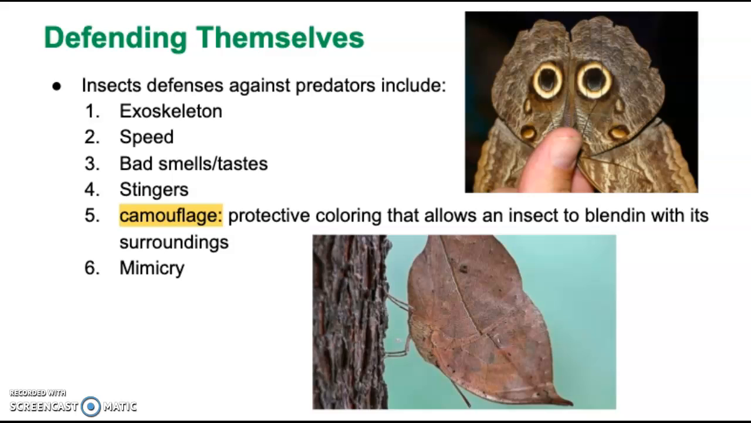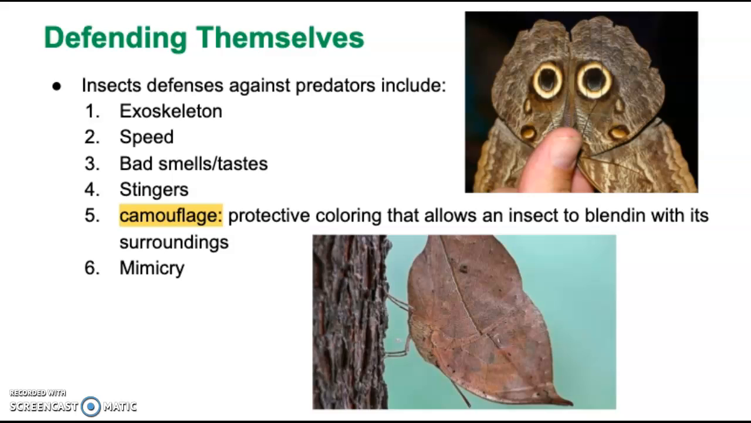Some insects are going to release a bad smell, like a stink bug, or just taste really, really bitter and nasty when predators try to eat them. And that's a defense mechanism that can keep them alive for a longer period of time. Some insects go on the offense themselves. They have stingers. Think about bees and wasps and hornets as fitting in that category. Lots and lots of insects have changes in their coloring that will protect them.